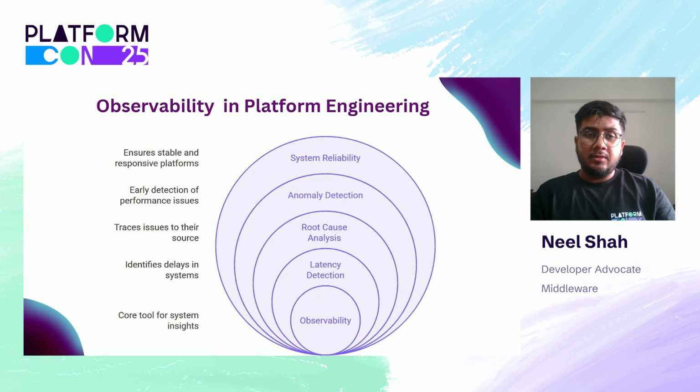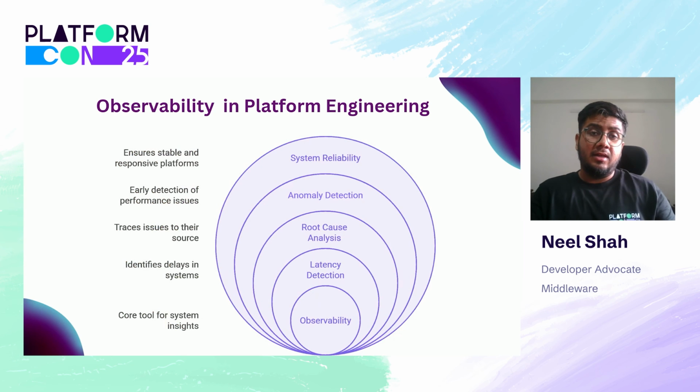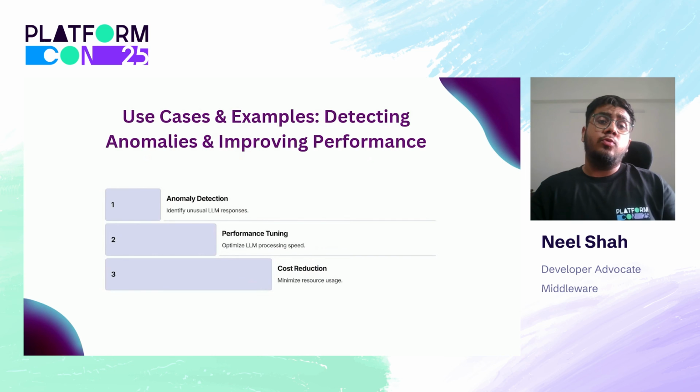Observability and platform engineering: some of the core tools for system insights are in the middle. Then you have latency detection, root cause analysis, anomaly detection, system reliability, and a lot of things around the observability space. Anomaly detection helps in a lot of examples. Anomalies help to prevent rather than to cure, so you can take reactive steps before something happens.